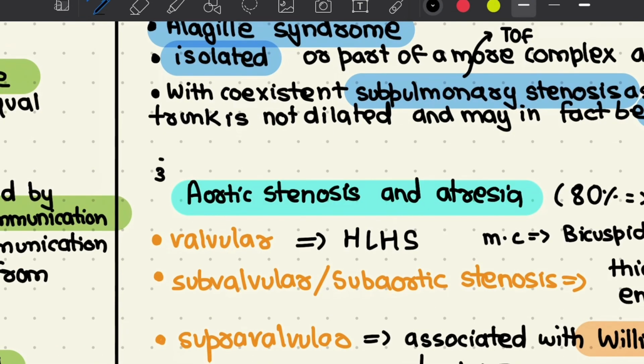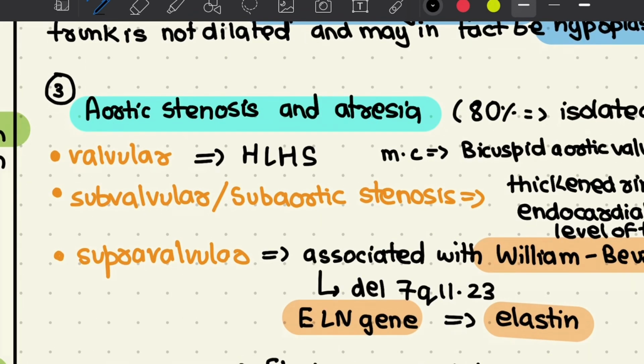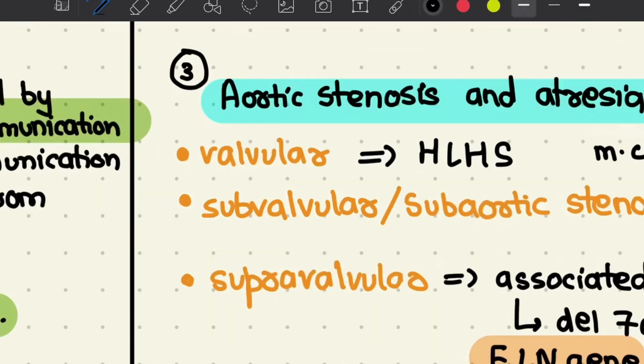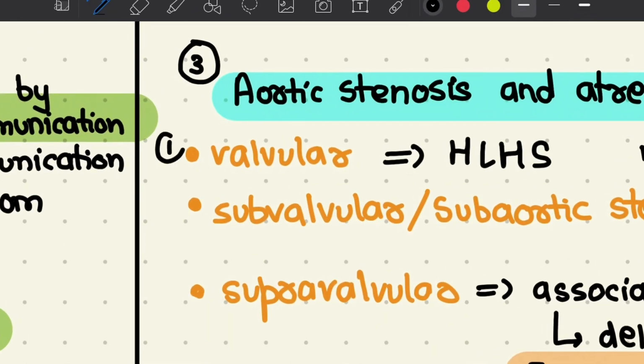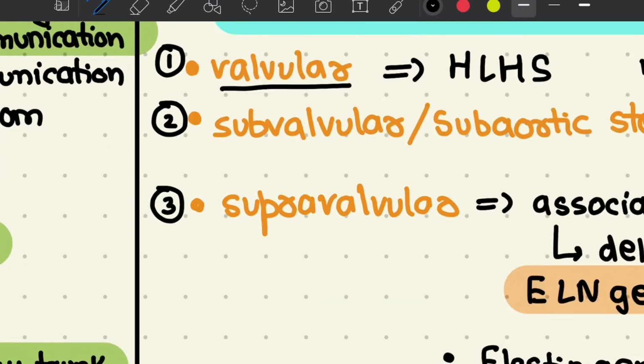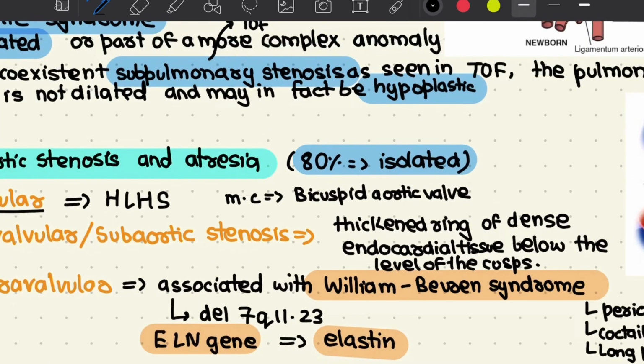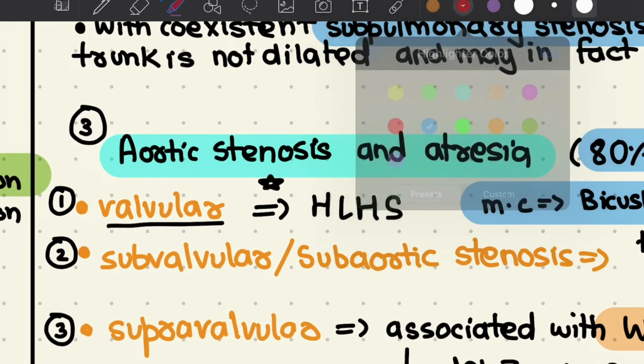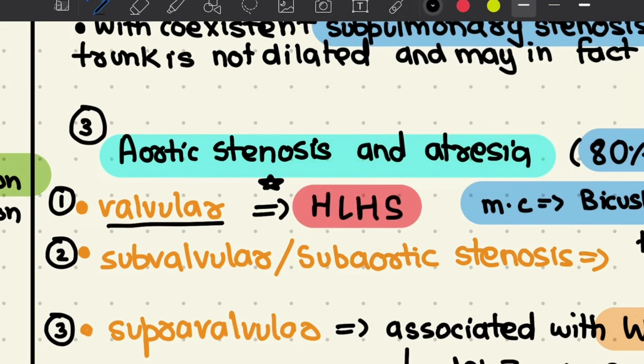Closing our discussion with aortic stenosis and atresia, 80% of it occurs isolated, not associated with any complex anomaly. The stenosis can occur at three levels. It can occur at the level of the valve, and hence we call it valvular aortic stenosis. It can occur below the valve, and hence subvalvular or subaortic stenosis, or it can occur superior to the valve, and we call it supravalvular aortic stenosis. The most common cause of valvular aortic stenosis is a bicuspid aortic valve, and whenever the obstruction is severe, we get manifestations quite resembling hypoplastic left heart syndrome.